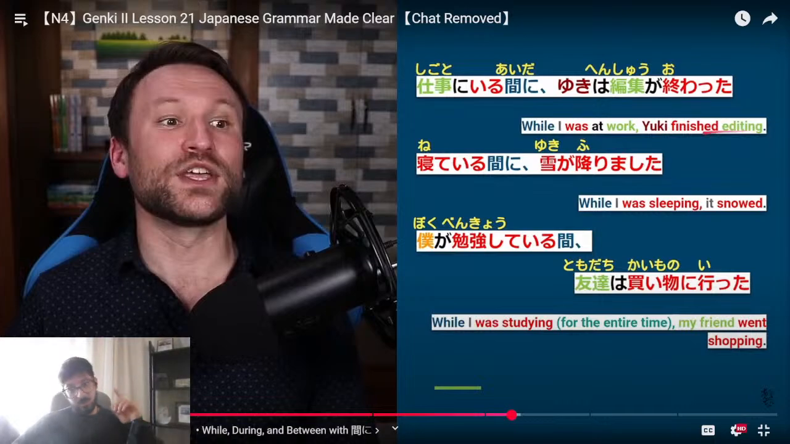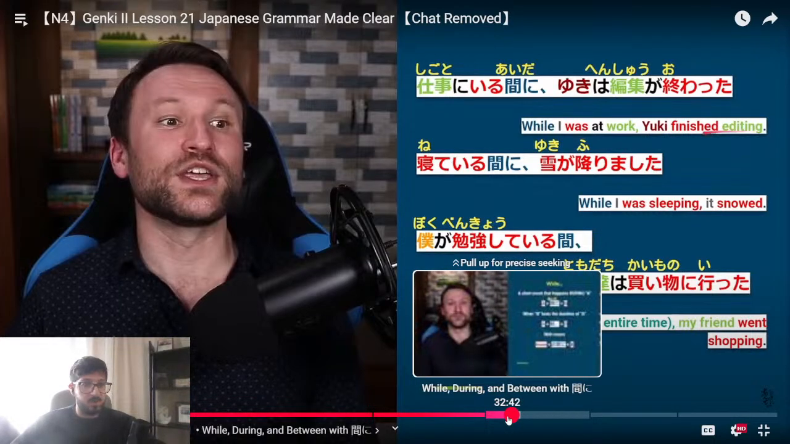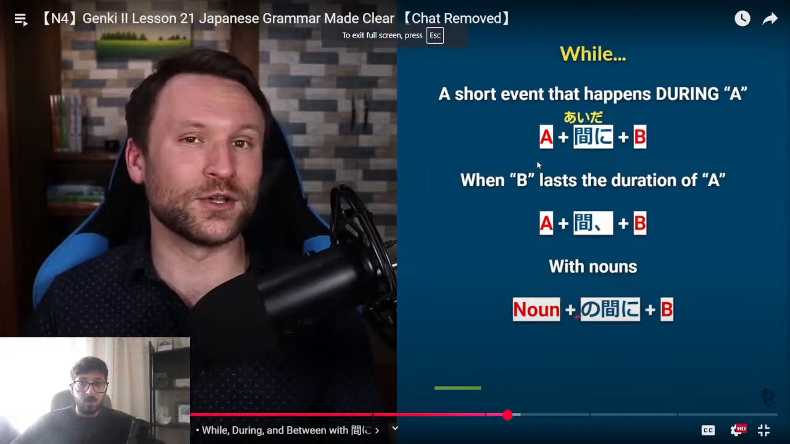The example that I remember is while I was sleeping, earthquake happened. So while I was sleeping, we use aida ni. While I was sleeping, earthquake happened. And earthquake is a short event compared to sleeping. So we use ni. Because I sleep for 8 hours, earthquake happens for a couple of seconds.